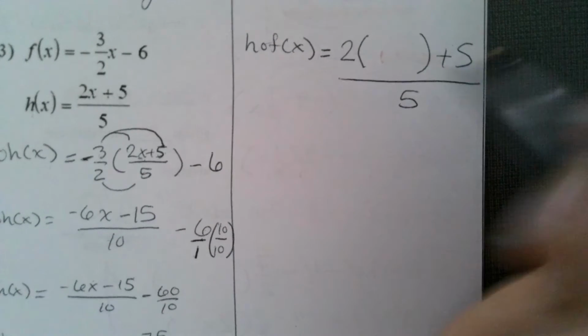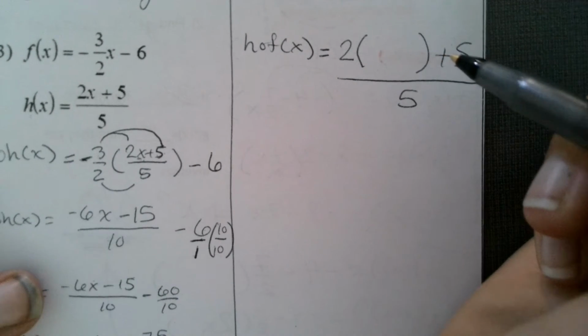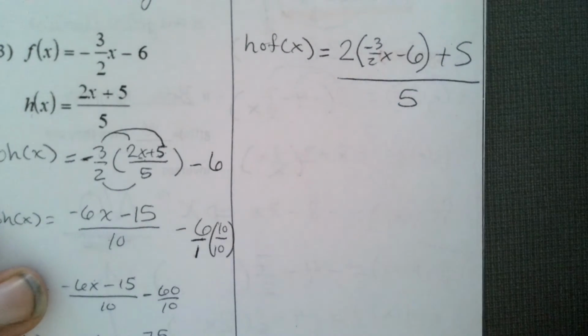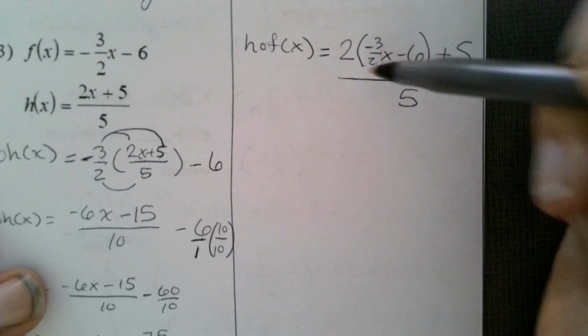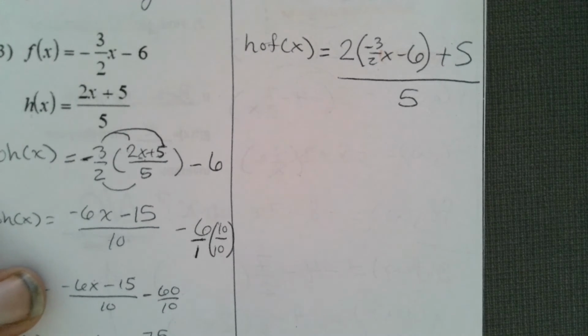Trey, you're up. What's going to go on the inside? It's going to go inside, negative 3/2x minus 6. We got a whole layer cake going on. We got fractions and fractions. Oh, goodness. Over a fraction. Just take one step at a time. Trey, who you picking? Go ahead, popcorn.